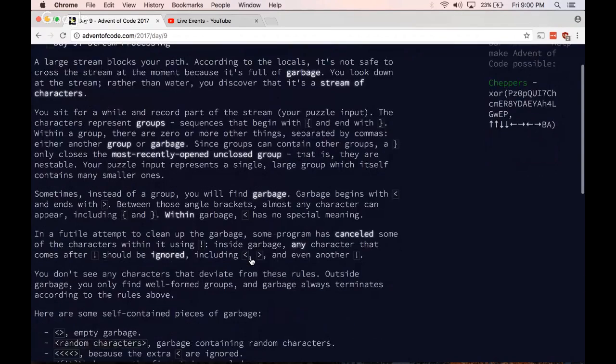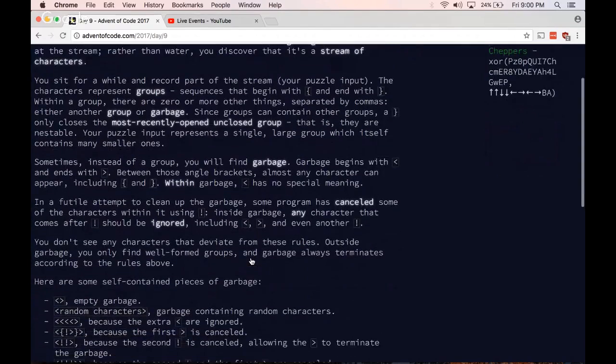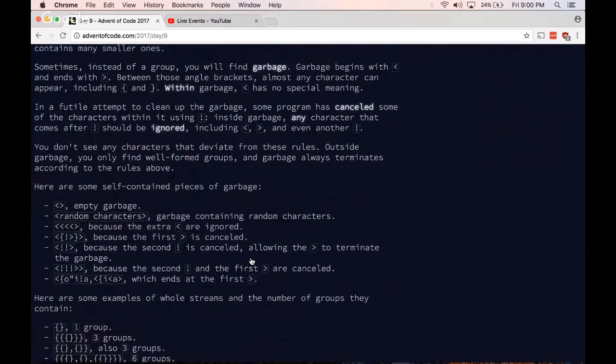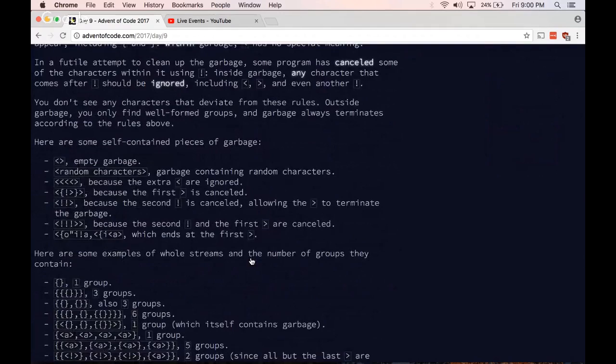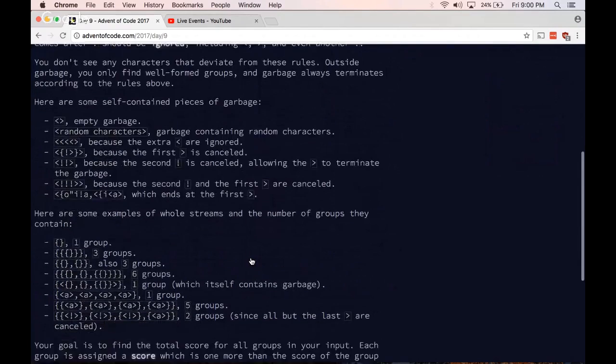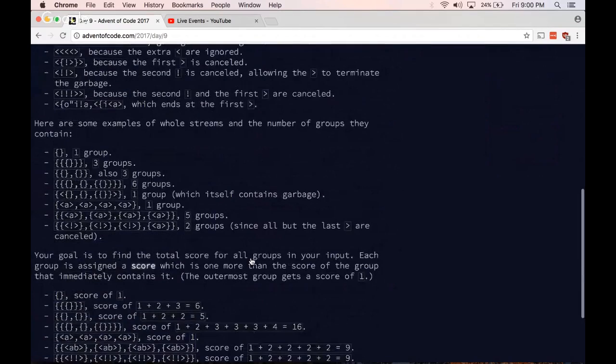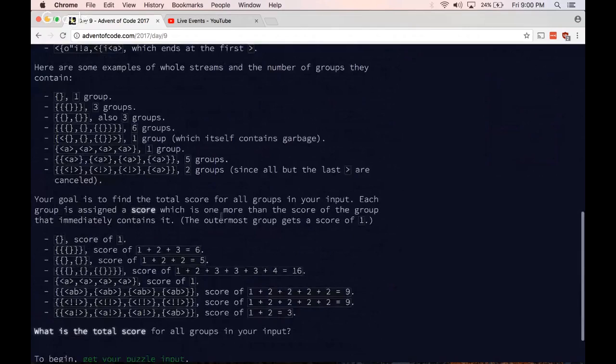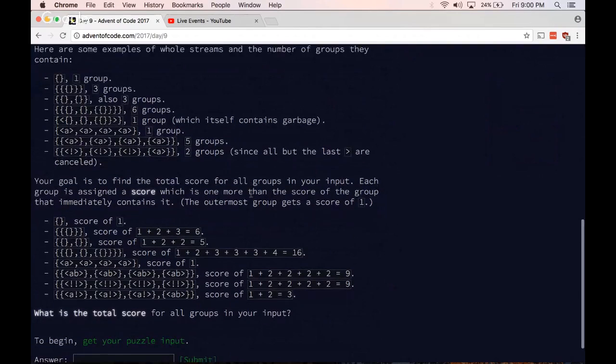Stream processing. Okay. Garbage. Garbage begins with this and ends with this. Between those, almost anything can appear. Within garbage, this has no meaning. Canceled. Oh boy. Okay. Total score. Each group is assigned a score which is one more than the total score of the group immediately containing it. Outermost group gets a score of 1. What's the total score for all groups in your input?